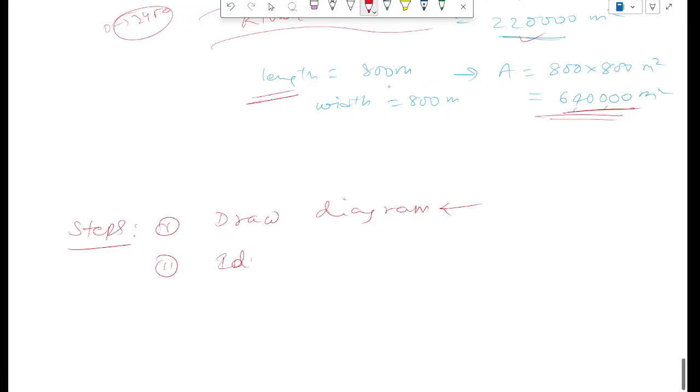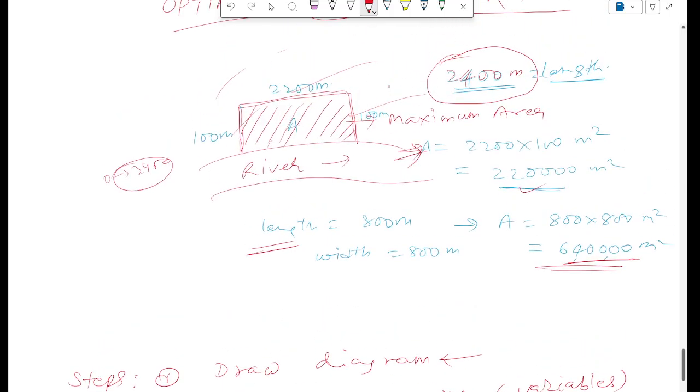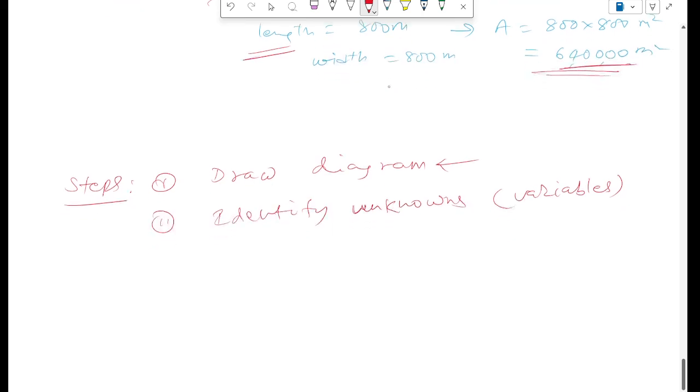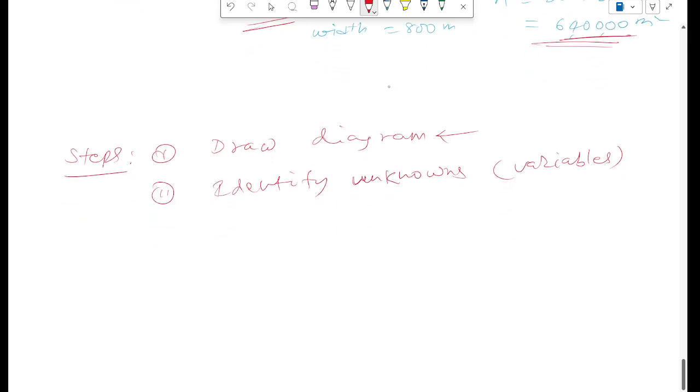We can say we identify unknowns. We can say variables. What variables? Like here we had length and width. So in all the cases, we might have radius somewhere, we might have height. Those kinds of variables we first define.